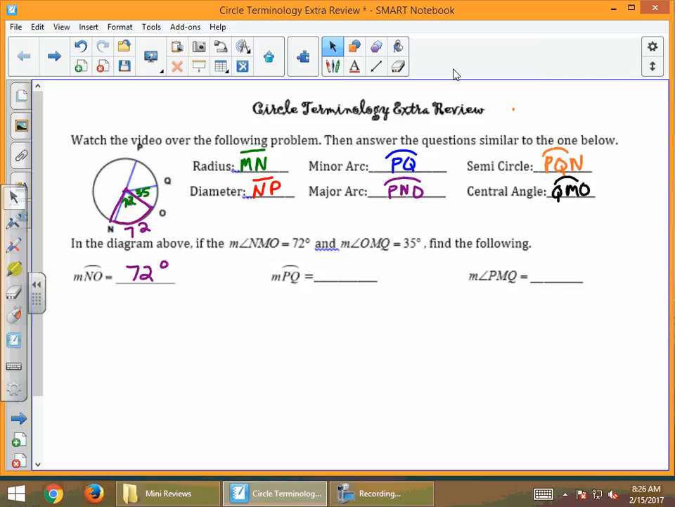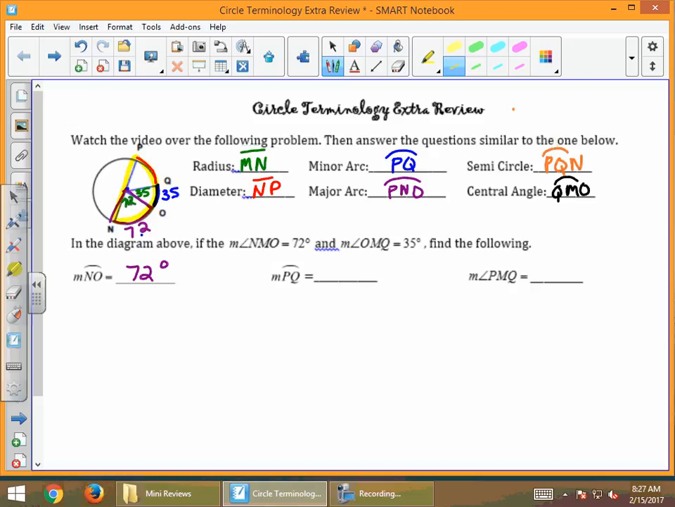And the next one, we want to find arc PQ. We're trying to find this arc right here. Well, again, when the arc is missing, go look at the angle. Well, we don't really have the angle, but we can use the information that we have to find other pieces to help us figure out what that arc is. Because we know this arc is 72, and we know this blue arc right here is 35, because again, when the angle's on the center, the arc and the angle are the same. And we also know that this whole big arc right here, and I'll highlight it, is a semicircle.